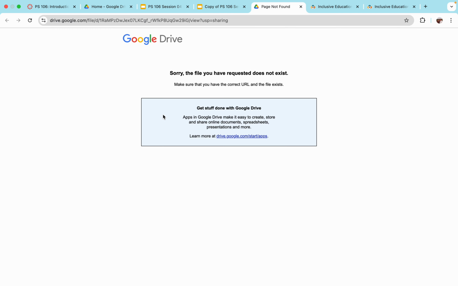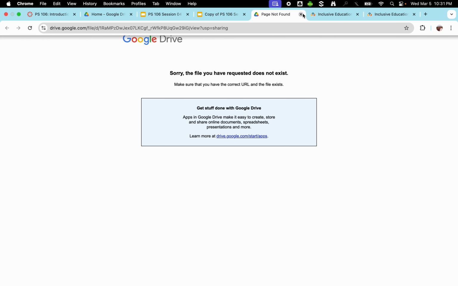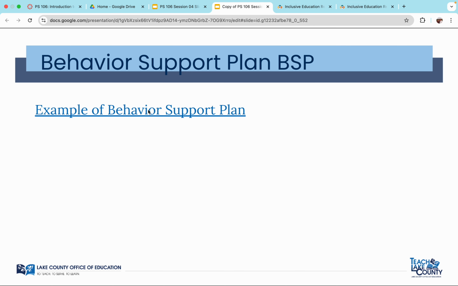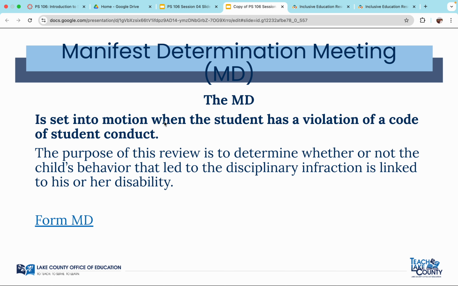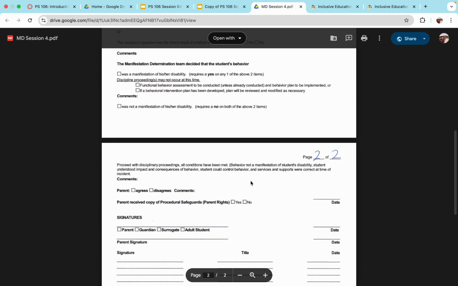Example of a behavior support plan. Oh no. So I need to get a behavior support plan together. All right. So I had a note taken. Well, we'll have to find something on that. And then hopefully this is not gone. Okay, good. That's still there.